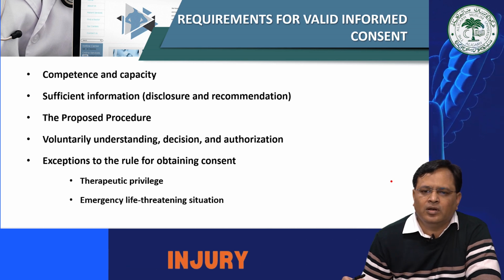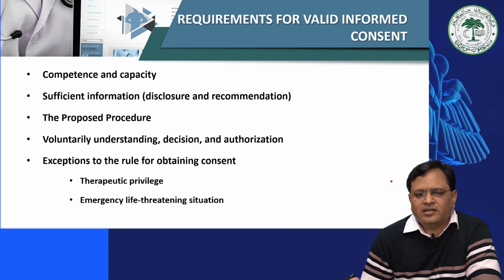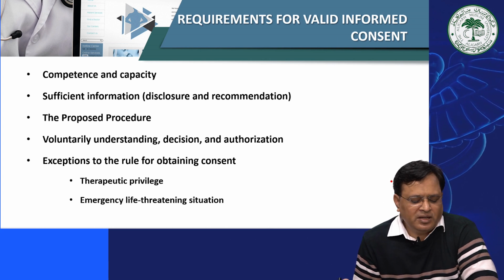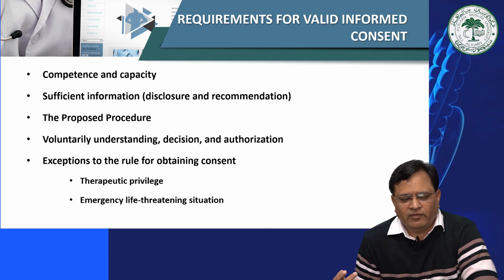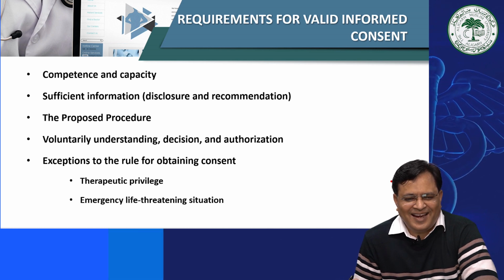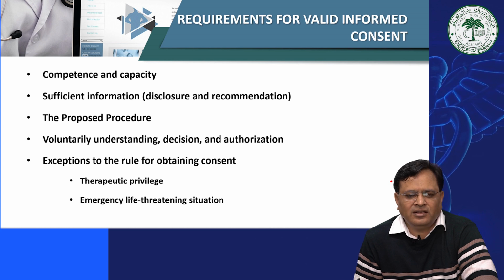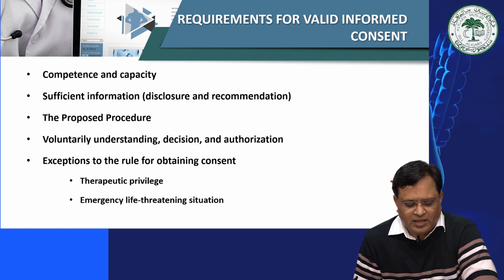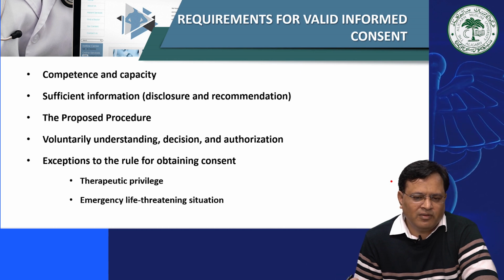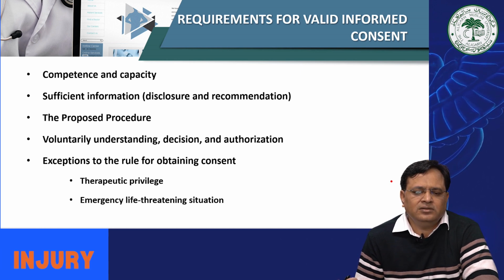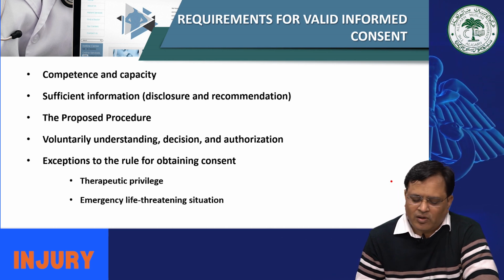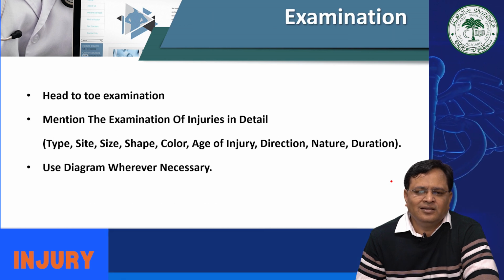So consent has various parts. There are various requirements like competency of the person, sufficient information given to the patient, the procedure we have followed, and voluntary, understanding decision of the patient. Then the person can give the consent. We have some exceptions also, like therapeutic privilege, and we can go ahead in emergency life-threatening situations also. So all this has been covered already in the consent.